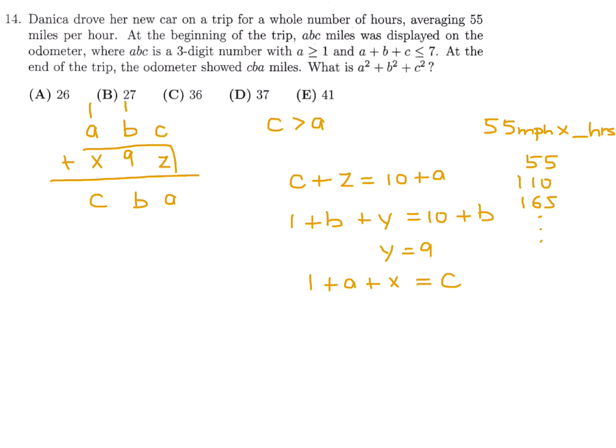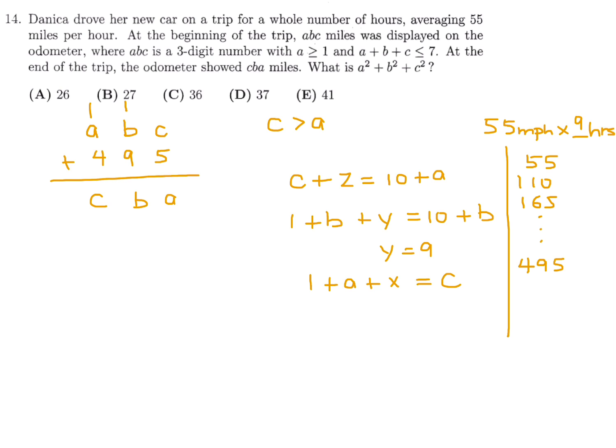Now, the only thing I know from here is that the middle digit is 9. All right? If the middle digit is 9, that means I've got to choose a multiple of 55 that has a 9 in the middle of it. And the first one that I get is 495. That happens when the number of hours is 9. Okay, let's work with that. Let's see if that is going to be what makes this whole thing fit. So I've got 495.